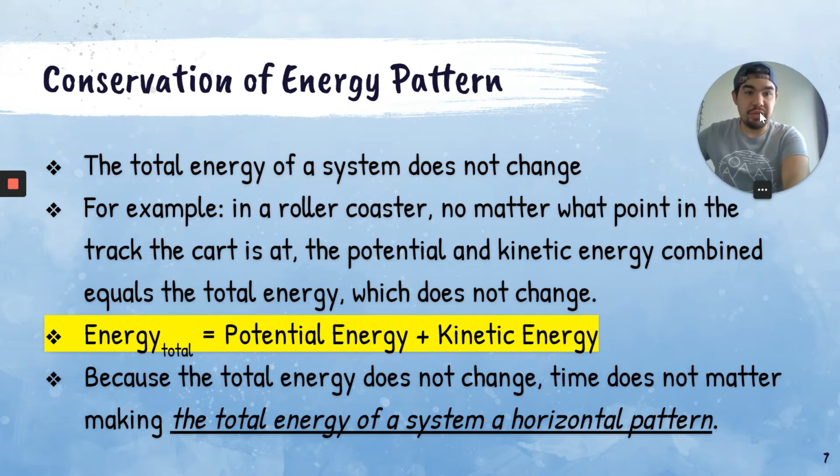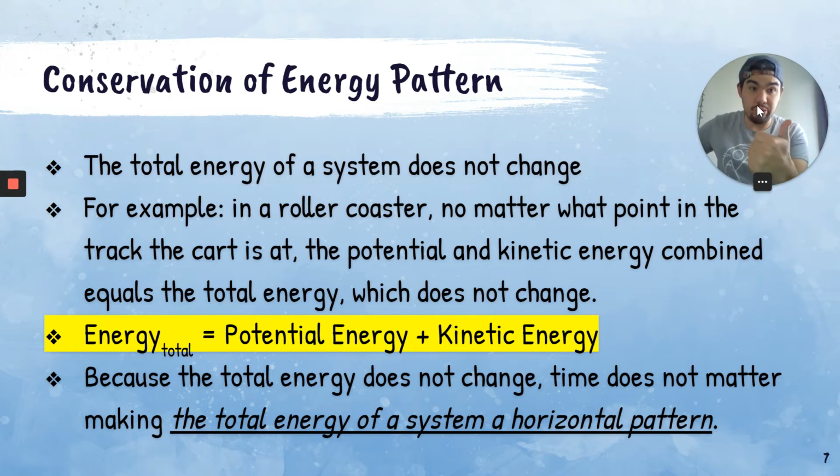All right, so this is just a summary of that. Again, total energy of a system does not change. With a roller coaster, no matter what point we're at, the total amount of energy is going to be the same. At the top of it, it's going to be 100% potential energy, 0% kinetic. Let's say the total energy there is 50. When the roller coaster is halfway down, let's say it's now half potential, half kinetic. So if the total energy was 50, then that's 25 joules of potential energy, 25 joules of kinetic energy.